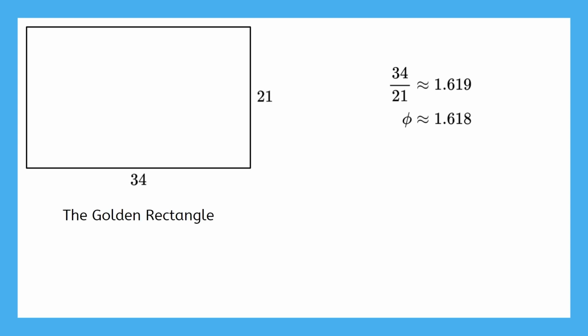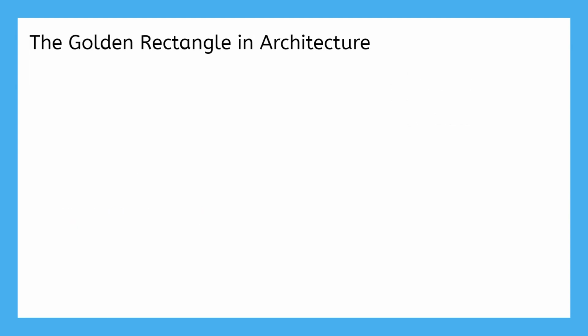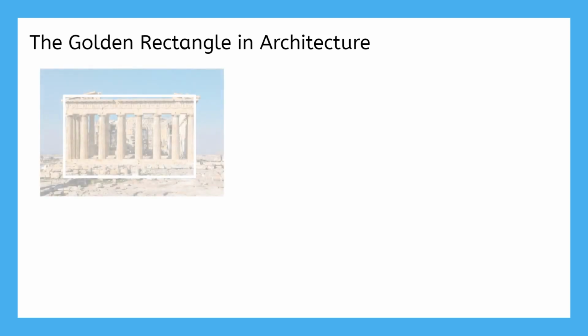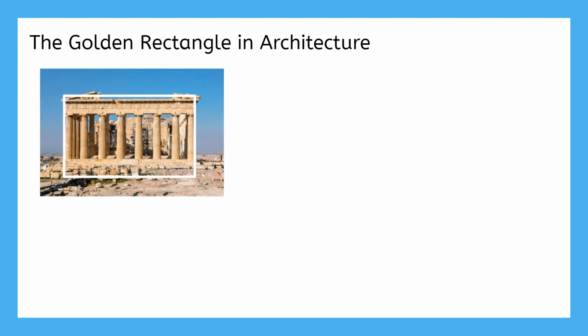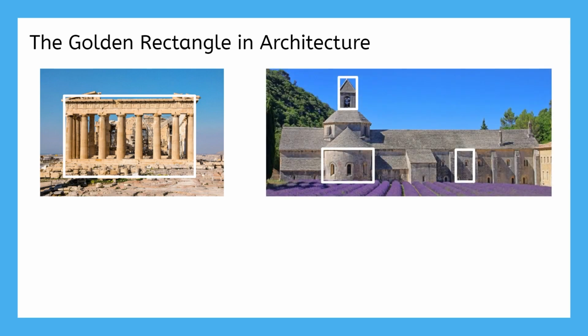It's considered to be the most aesthetically pleasing rectangle, and it appears in many forms of architecture. The golden ratio has been known since ancient Greece, and it showed up in their architectural designs, such as the Parthenon, constructed between 447 and 432 BC. The golden ratio was also used in later architecture, such as Romanesque Cistercian architecture. This is the Senanque Abbey, founded in 1148. The golden ratio is used in some modern architecture as well.